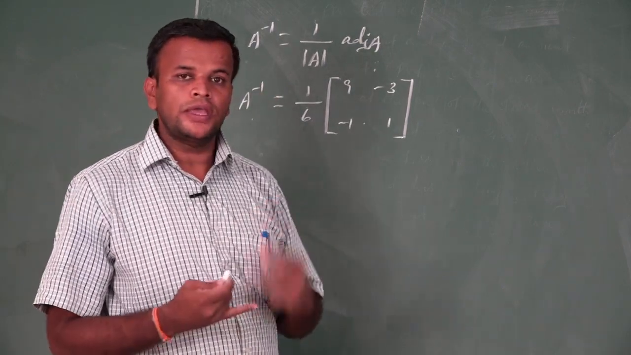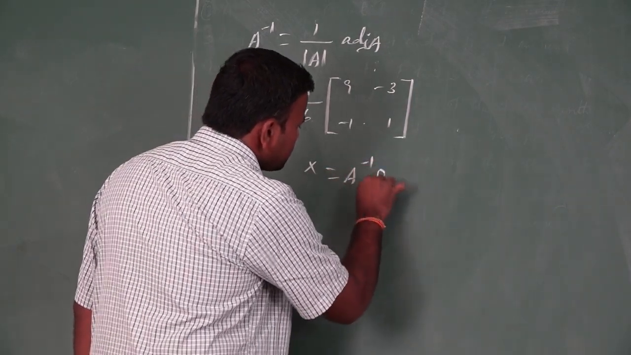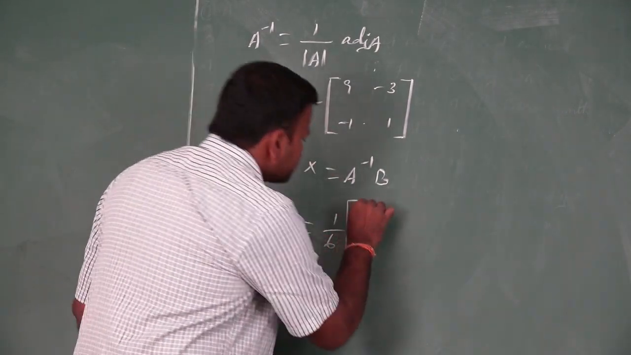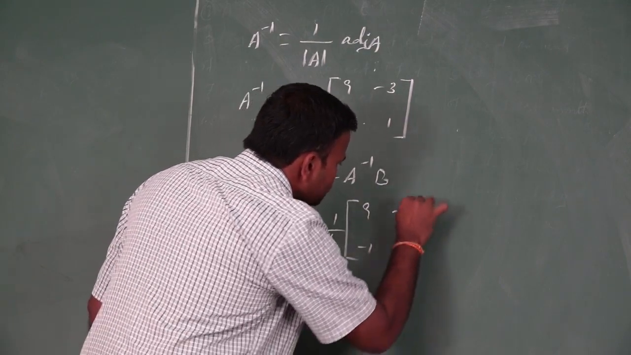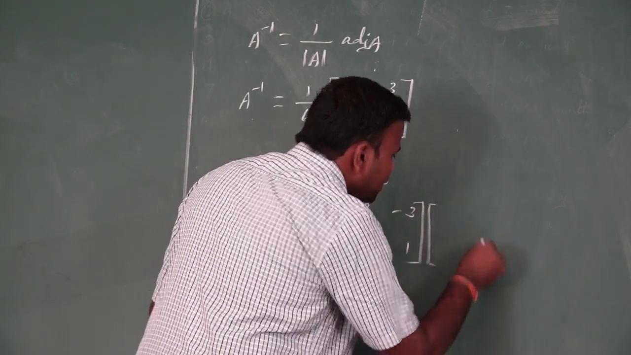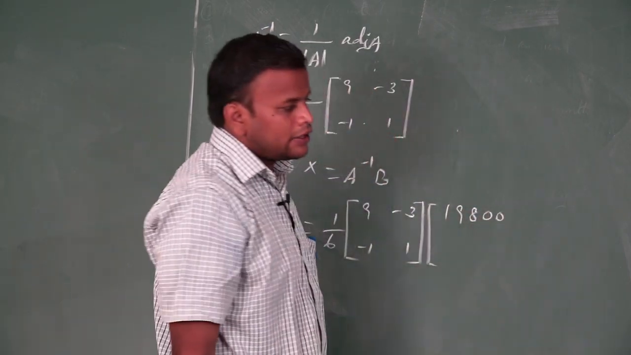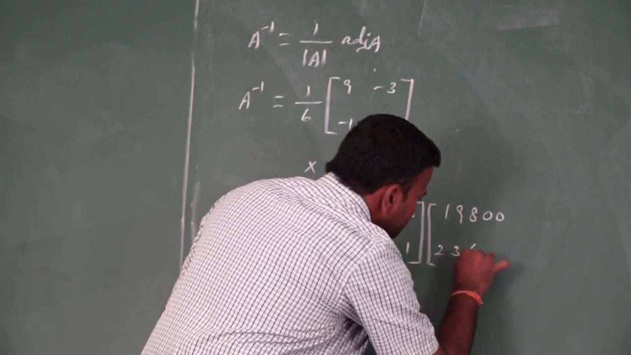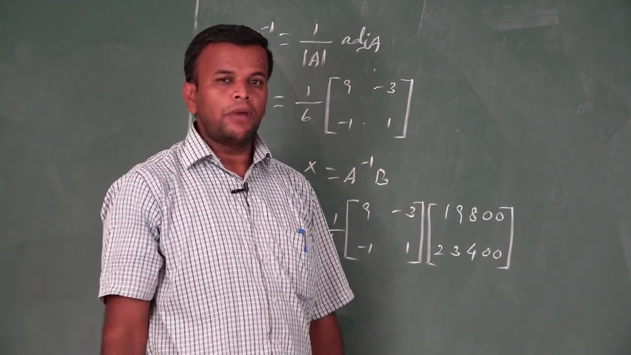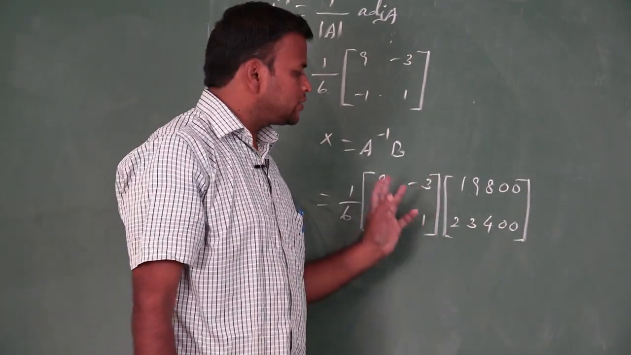Next, to substitute the values of A inverse and B in X. The formula of X is A inverse into B. The value of A inverse is 1 by 6, 9, minus 3, minus 1, 1. The value of the matrix B is 19,800 and 23,400. Now we multiply these two matrices, but you see there is a big number. Directly we can multiply, but it is a big number.